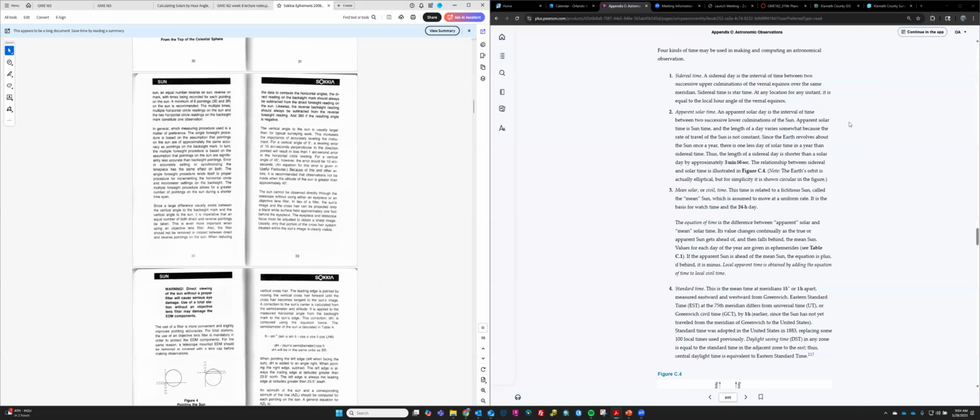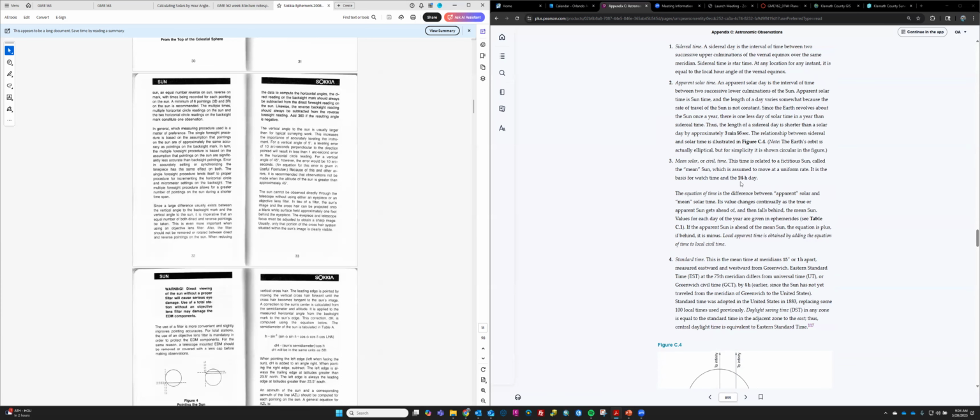All right. Mean solar or civil time. This time is relative to a fictional sun called the mean sun, which is assumed to move at a uniform rate. It is the basis for time and the 24-hour day. Equation of time is the difference between apparent solar and mean solar time. Its value changes continuously as the true or apparent sun gets ahead of and then falls behind the mean sun.